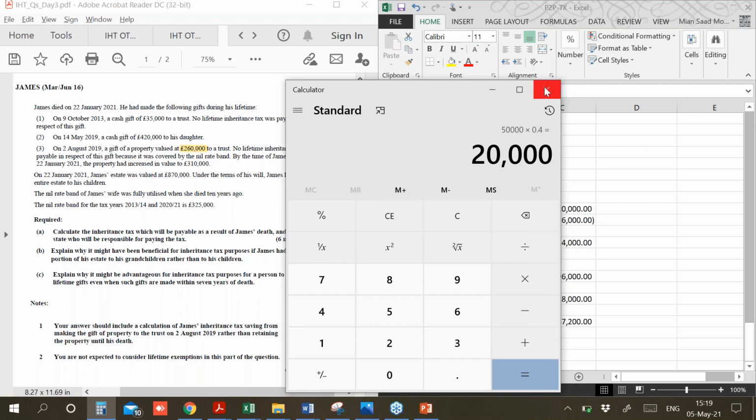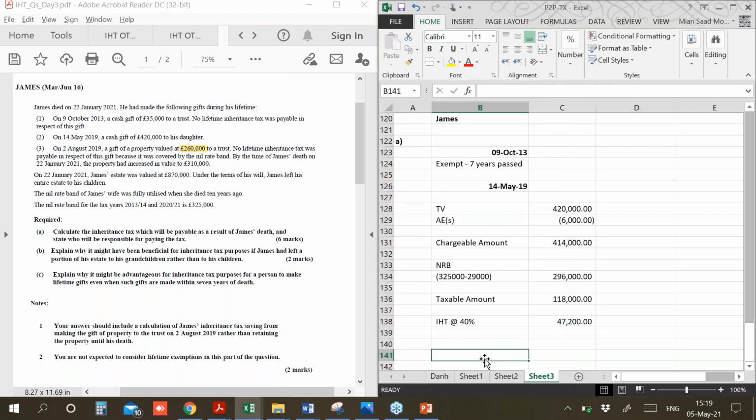Moving on. Now I have to calculate for this part. The transfer is made on 2nd August 2019.